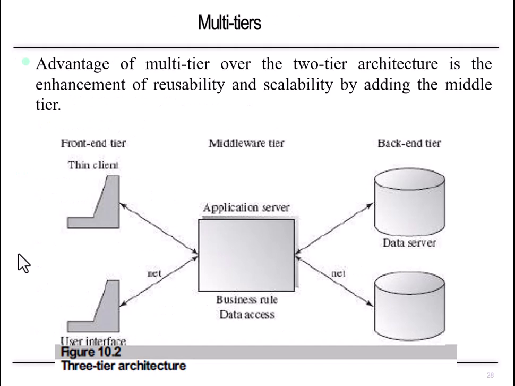Multi-tiers: the front end can be distributed, front-end clients can increase, and similarly the number of backend servers can also increase. This is the application layer, where business rules are implemented and requests are processed, and different servers can be synchronized using the distributed architecture.